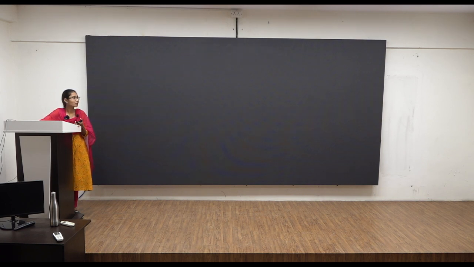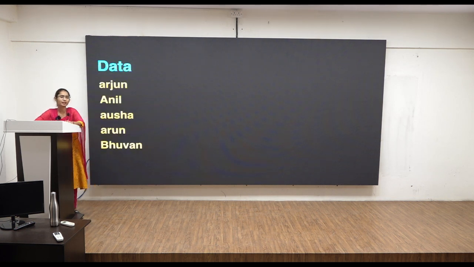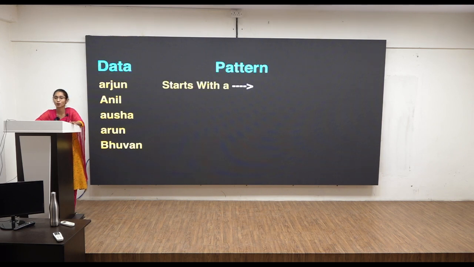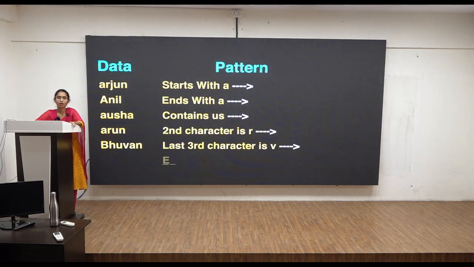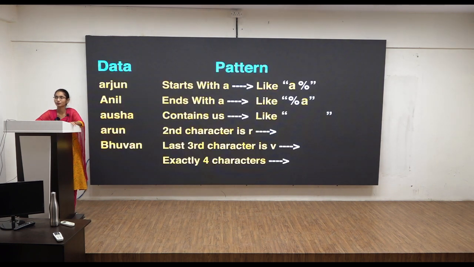Next we have seen about the patterns, the scenarios about the data, where we have taken certain raw data. Based on this we have seen the pattern. Here we had different kinds of scenarios: starts with, similarly ends with, then contains as well, then second or third character, or from the last, or exactly. And then we have seen how to write that particular pattern for each of these.